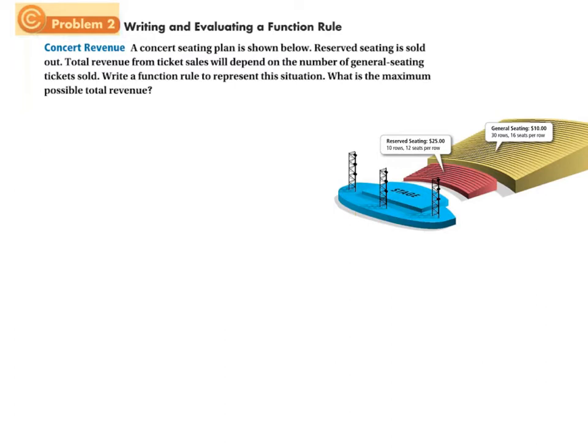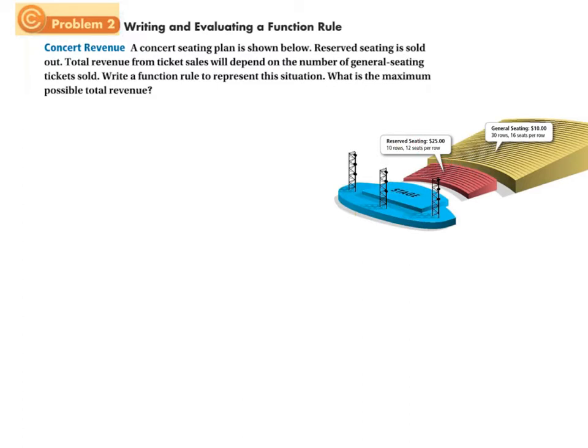Now, this is kind of small, but you can see here that it says the reserved seating is $25 per seat. There's 10 rows, each with 12 seats. Now, up here, the general admission is $10 for each seat. There's 30 rows, each one with 16, okay? And a concert seating plan is what I just described. And reserved seating is sold out. So we already know we got all the money that we can make from this, okay?